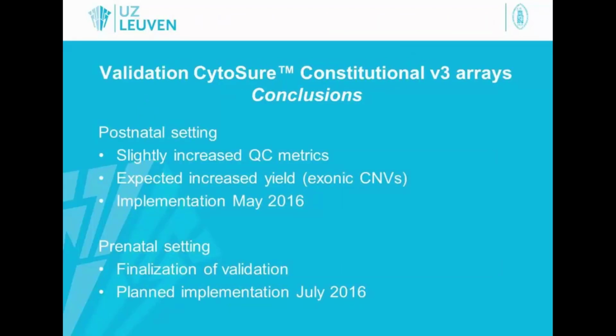So to conclude, in the postnatal setting, we detected slightly increased QC metrics, but the QC metrics were overall very good. And from what we already mentioned in our validation cohort, we really expect to have a higher yield with this new array and due to the detection of these exonic CNVs. We will see in the future because we implemented the array now since the beginning of May. And we are finalizing our validation in the prenatal setting, and we are planning to implement this V3 array in July. So in a few months.